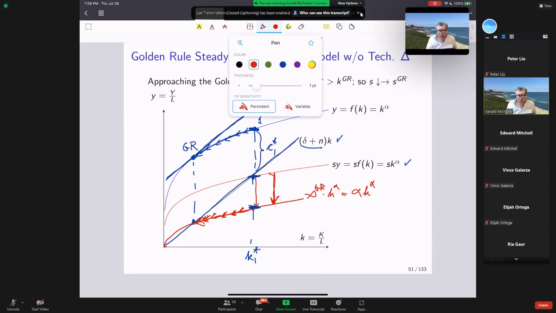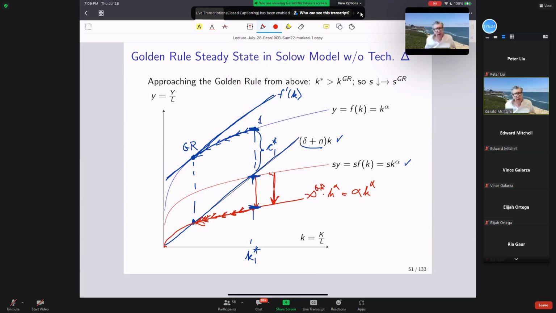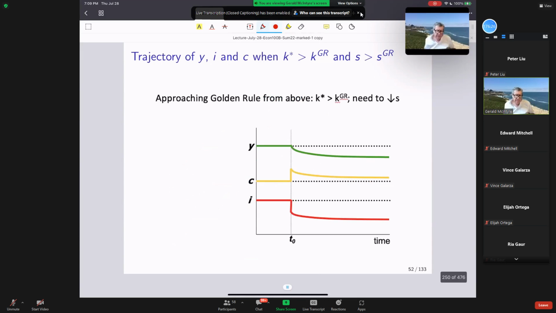And so we can map out the trajectory of all these variables on the next slide. Right, this is approaching the steady state from above, where the savings rate falls. We'll first take y. The logic of this graph is the following. This is small y, so this is y over L. This is small c, so this is capital C over L. And this is investment, which is also saving, S over L.